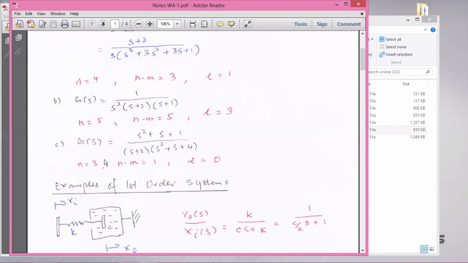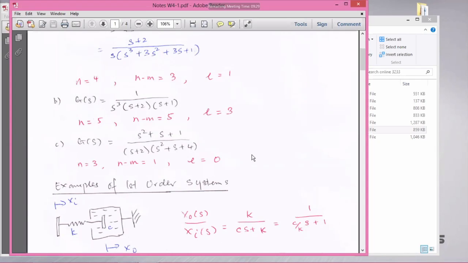And the last transfer function here. The order is 3rd order. The highest power of S in the denominator is 3. Rank is 1, which is 3 minus 2. 2 is the highest power of S in the numerator. And then it is a class or type 0. You cannot factor out S out of this polynomial. Therefore, your type is type 0.